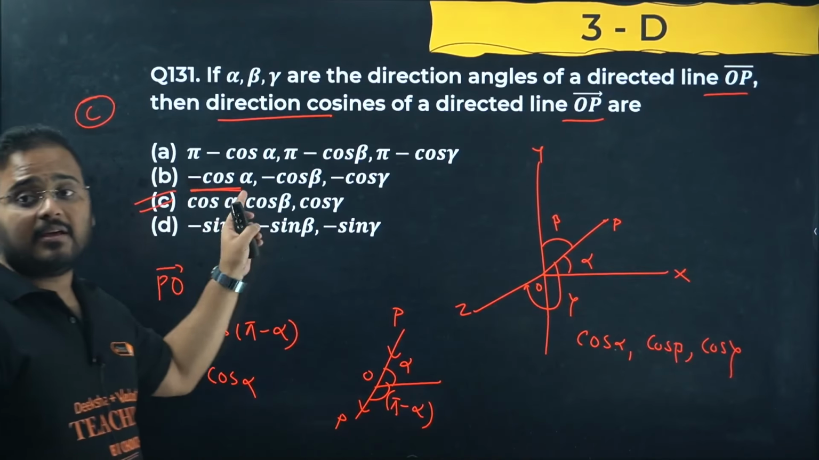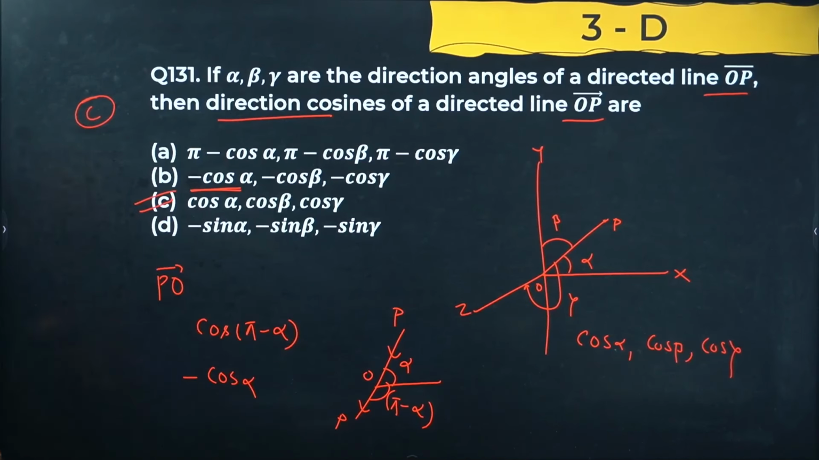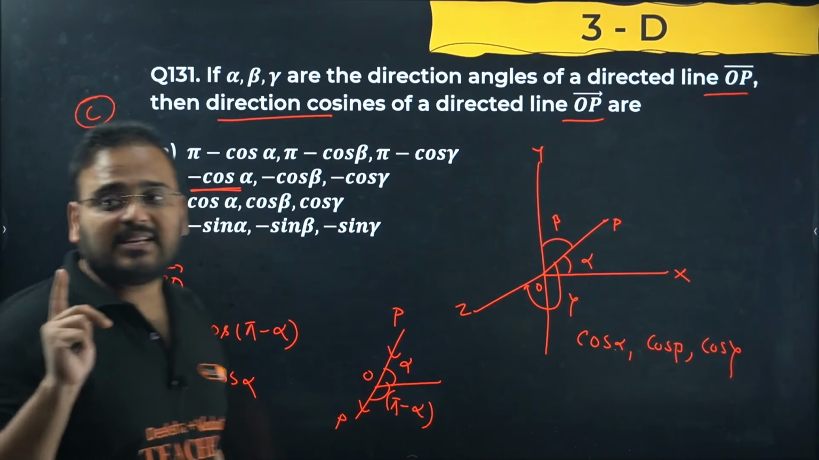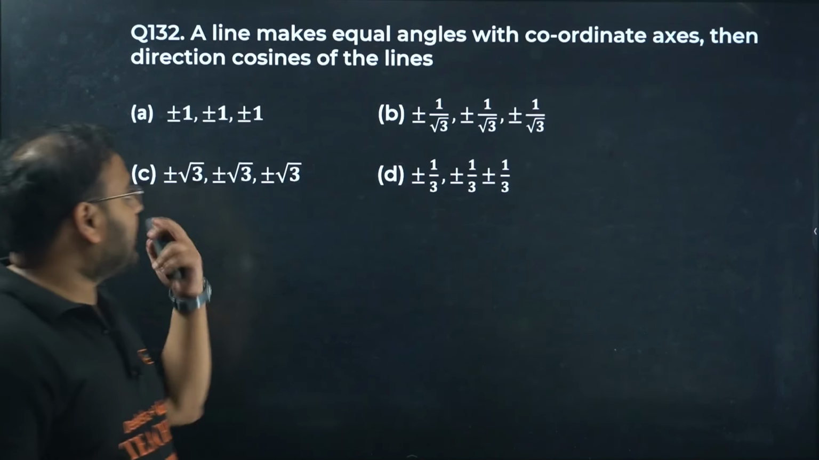So the option will be B. If it was PO; if it is OP, the answer is C: cos alpha, cos beta, cos gamma. Option C. Do not make this mistake, guys. Okay, be careful.